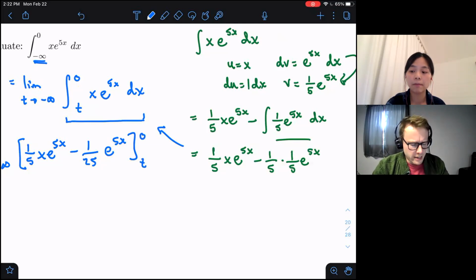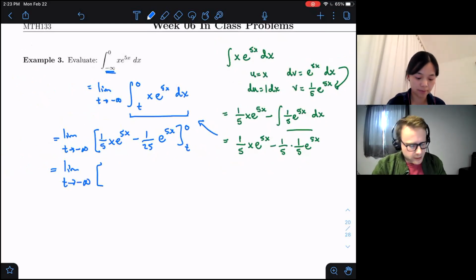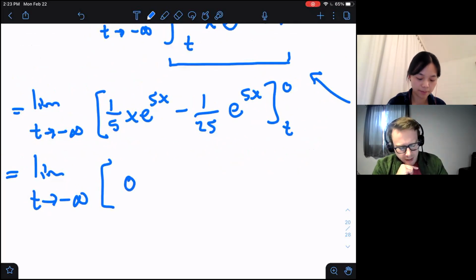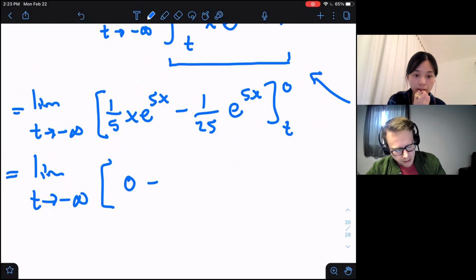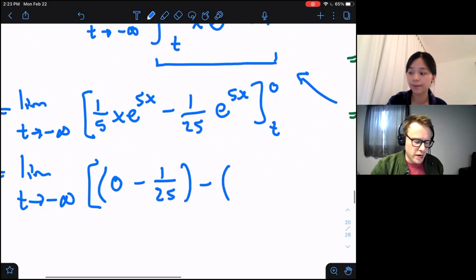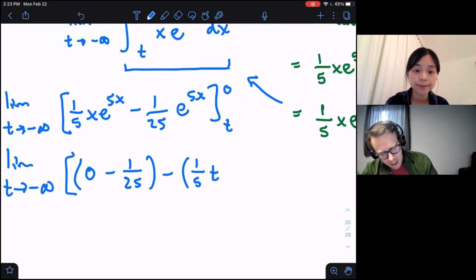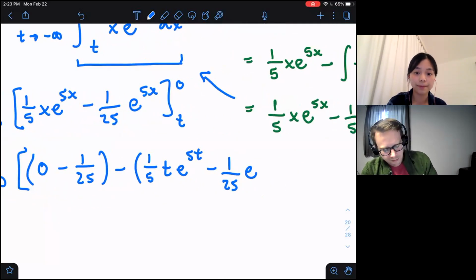All right, let's go ahead and plug some stuff in here. In particular, when I plug in 0, this is going to become 0. And e to the 0 is 1, so minus 1/25 times 1. And then we're going to subtract away when we plug in t. So I'm going to have 1/5 t e to the 5t minus 1/25 e to the 5t.